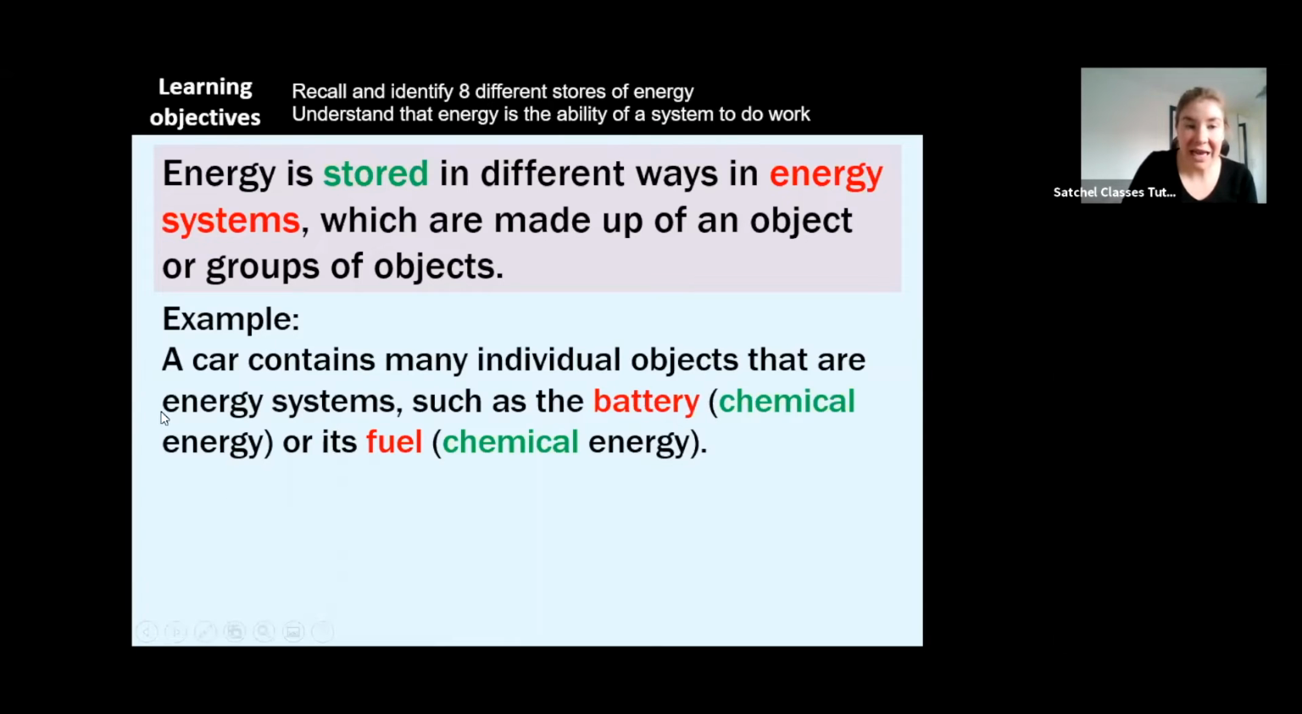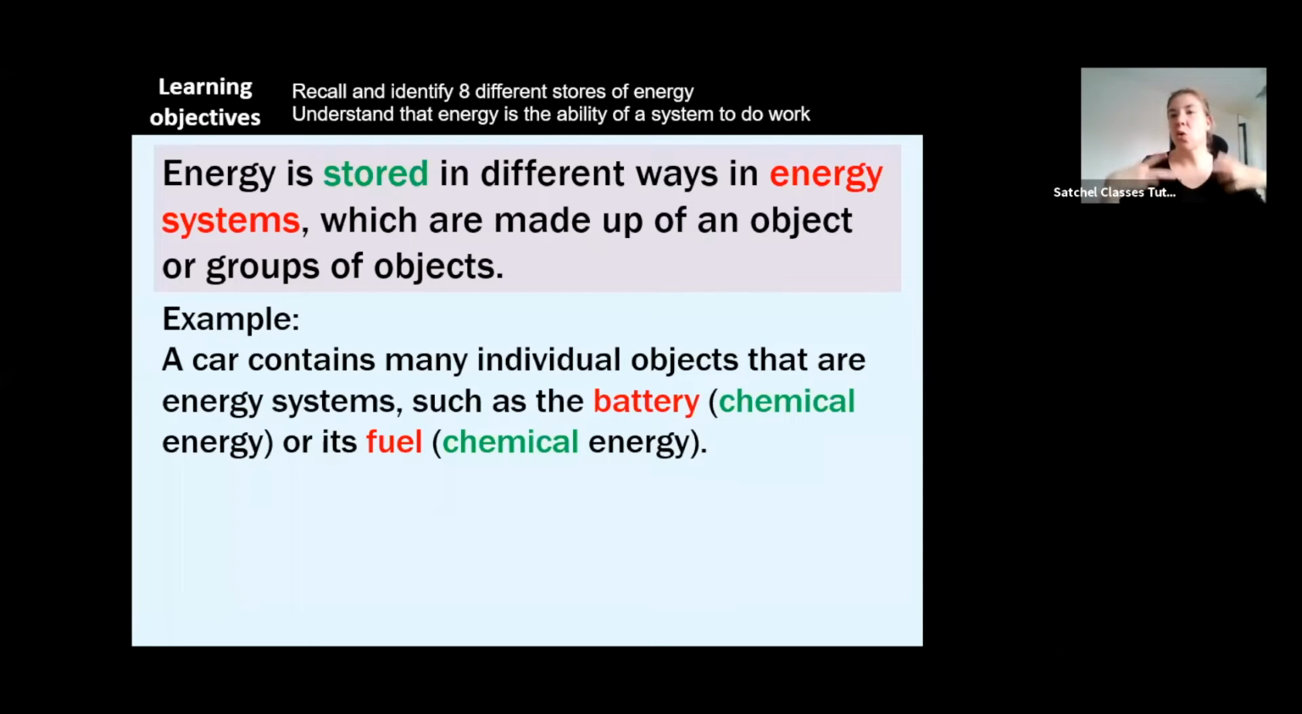So we can say the system of the car battery has a store of chemical energy. We can say the system of the car fuel has, again, chemical energy, or the battery might have a magnetic energy store as well. So it's just a fancy way of saying objects. So maybe let's take me, for example.